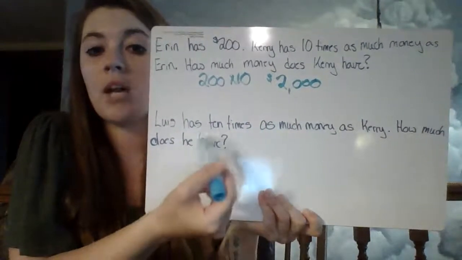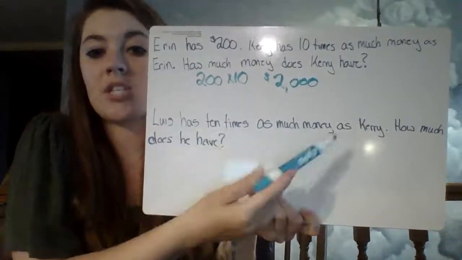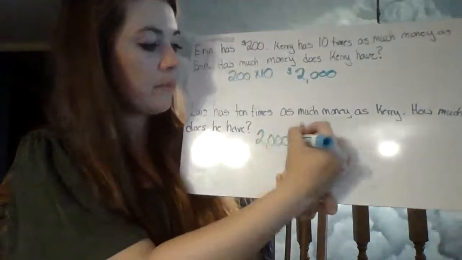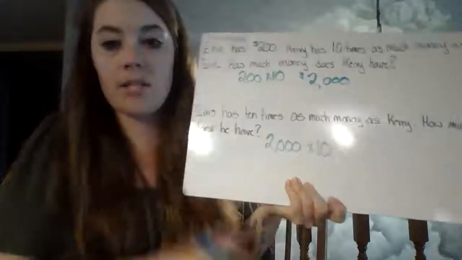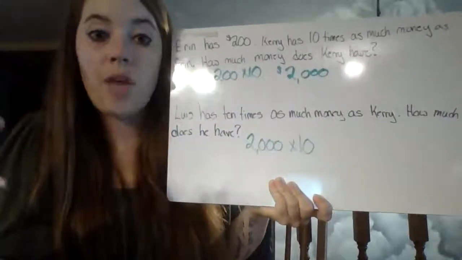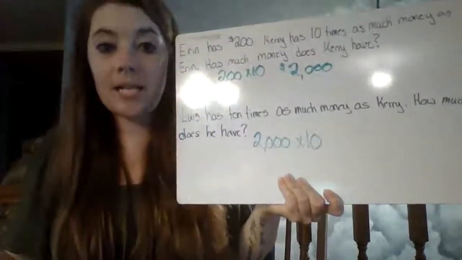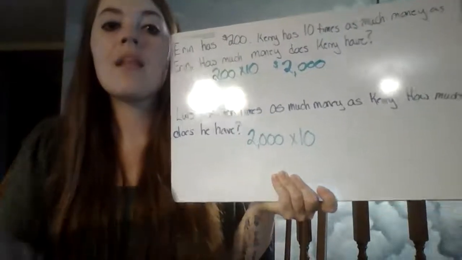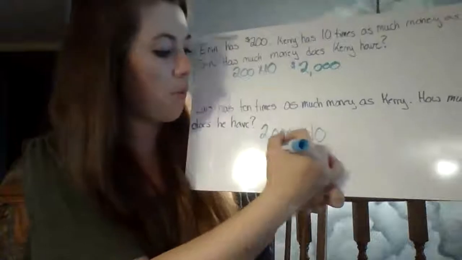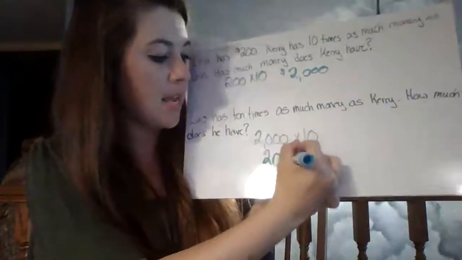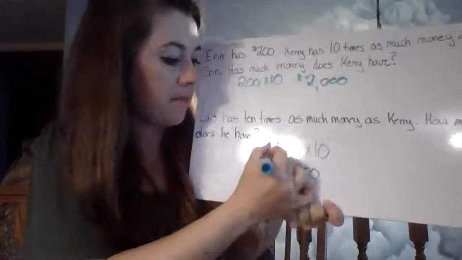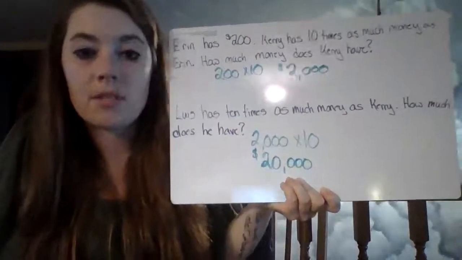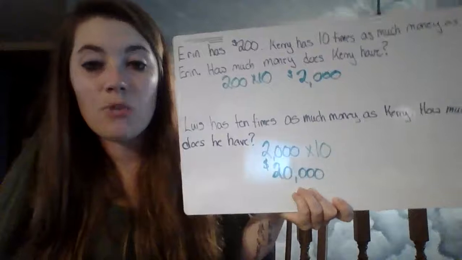So now this one, Lewis has 10 times as much as Kenny. So we're taking our 2,000 now and multiplying it by 10. So we're going from having 2,000, bumping it up to the next place value. The next place value after thousands is 10,000. Excellent. So we should end up with 20,000. So that means Lewis has $20,000. We can use the place value chart to see this.